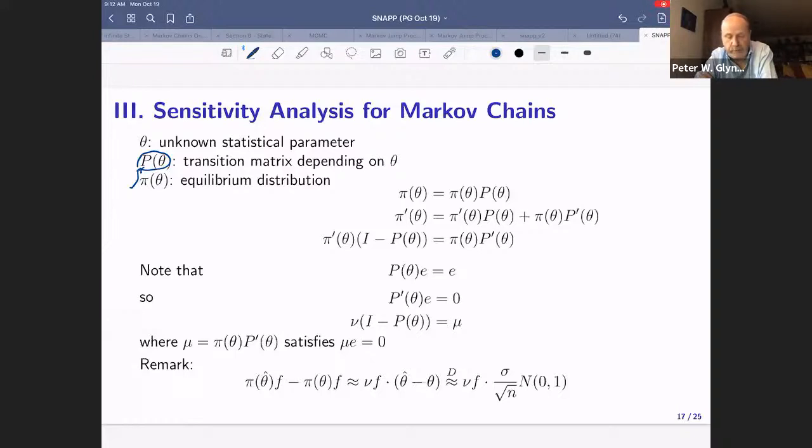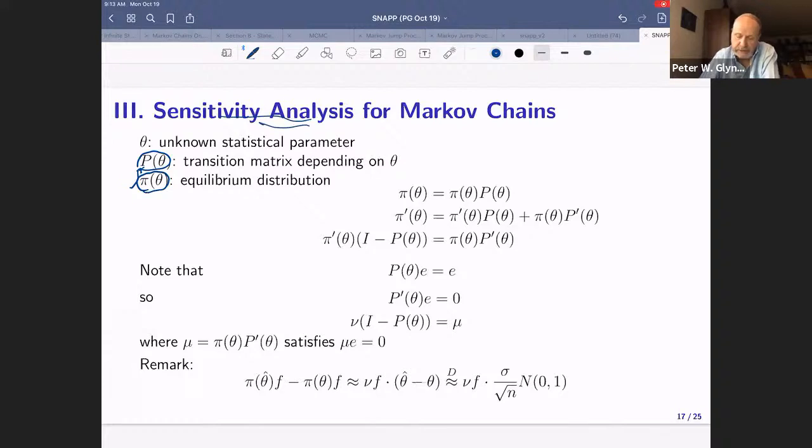And of course, if we're interested in understanding the impact of uncertainty in an unknown statistical parameter on equilibrium expectations, we're going to be interested in understanding the sensitivity of the equilibrium distribution pi of theta to uncertainty in the estimate of theta. So the natural vehicle for doing this is to apply a statistical method known as the delta method that basically assumes smoothness of the expectation of interest, in this case an equilibrium expectation, on the statistical parameter theta. That means basically computing a derivative of the equilibrium distribution with respect to the unknown parameter theta. So we're now talking again about sensitivity analysis.